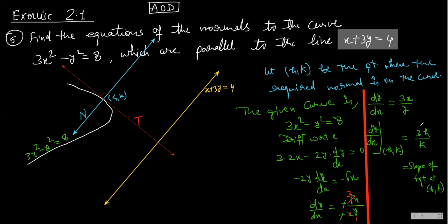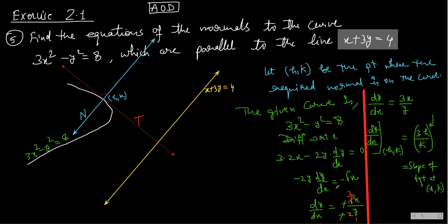So if this is the slope of tangent, what do you think is the slope of normal at h comma k? See, what I got here, 3h upon k, is the slope of the tangent. So what do you think will be the slope of normal? It will be the negative reciprocal.